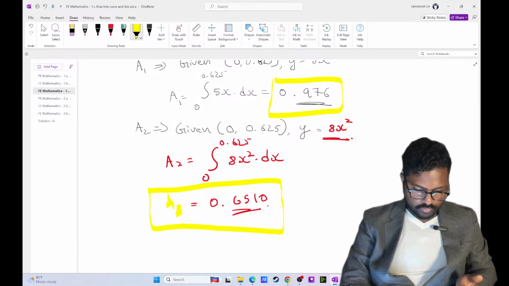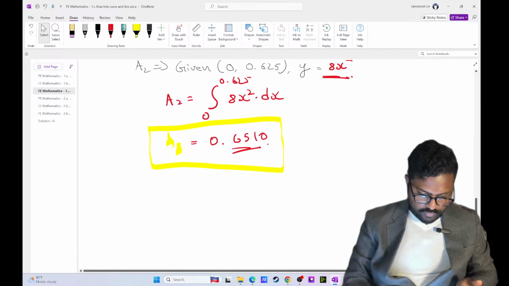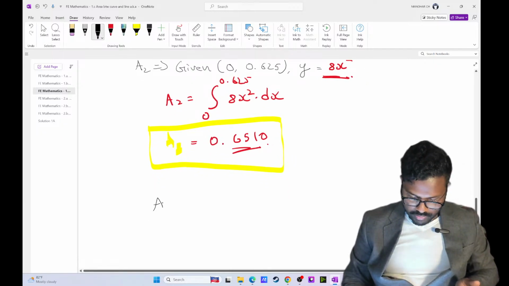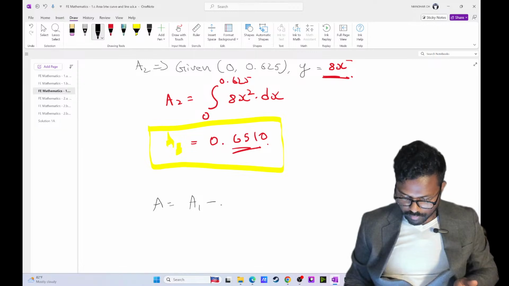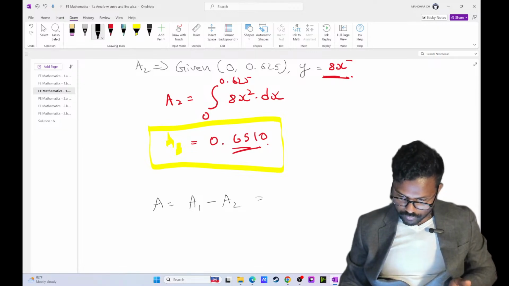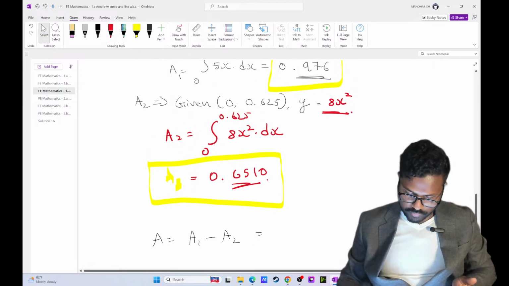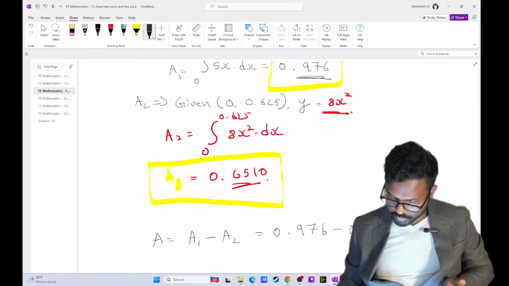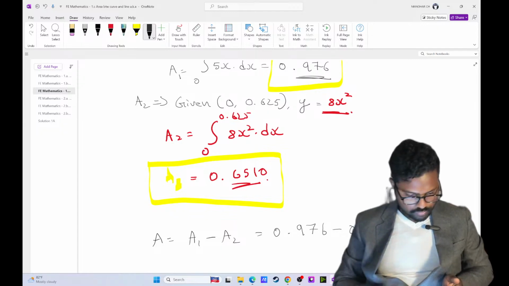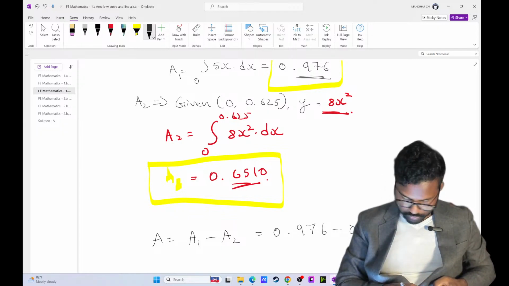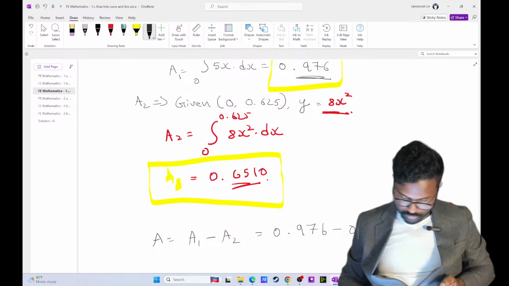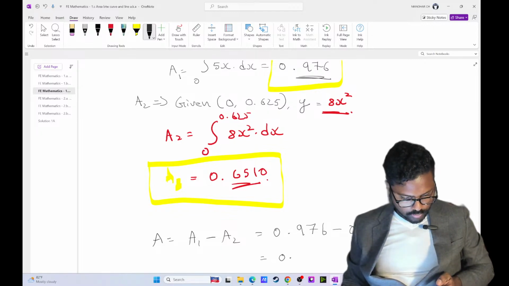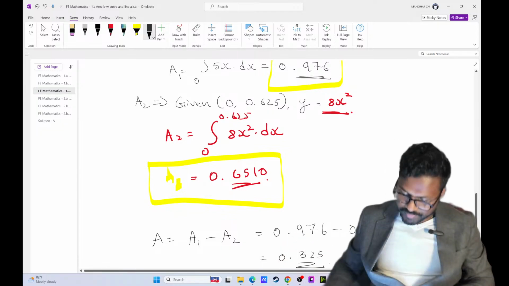Okay. So now that we know both the values, solve for A is equal to A1 minus A2. So that would be, what is the value of A1? 0.976 minus 0.6510. That is equal to 0.325. As easy as ABC.